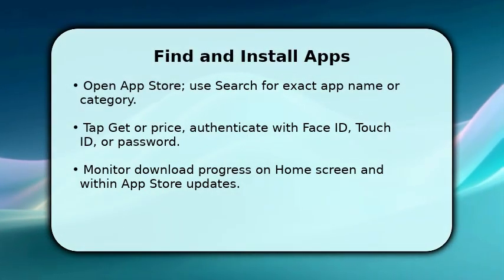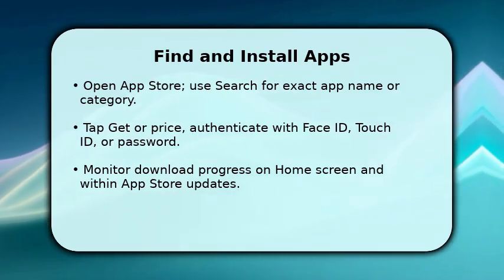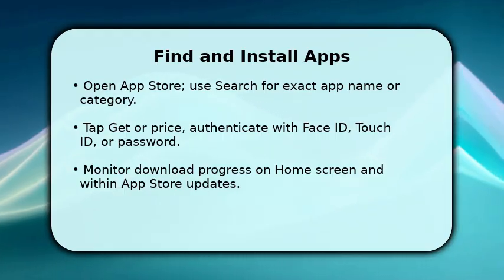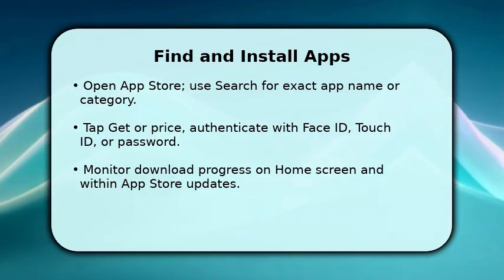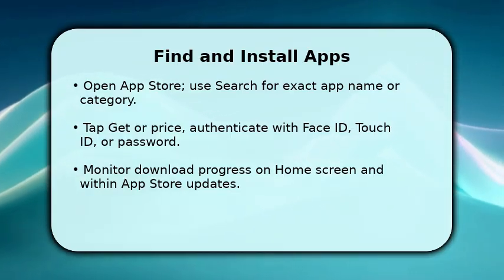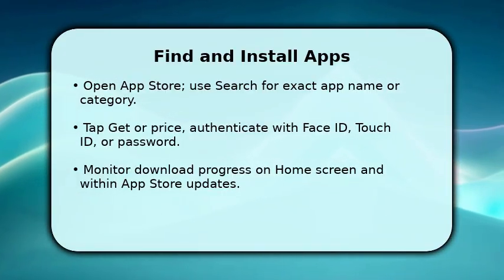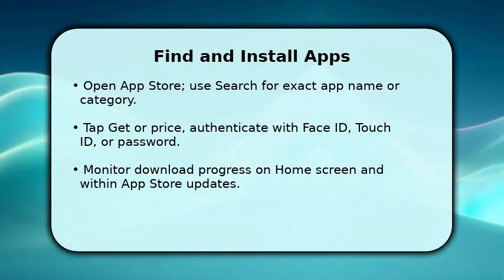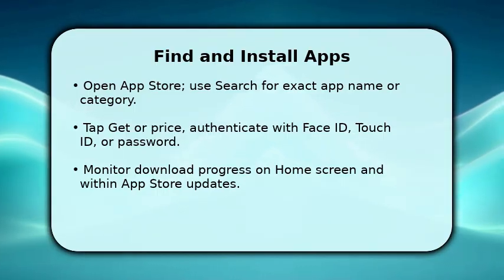Open the App Store and use the search tab for the app name or browse curated categories if you're uncertain. Tap Get or the Price button, then authenticate with Face ID, Touch ID, or your Apple ID password. That confirms identity and payment. While it downloads, watch the home screen icon or the update section for progress. If you need to prioritize, press and hold the icon to pause or resume the download.